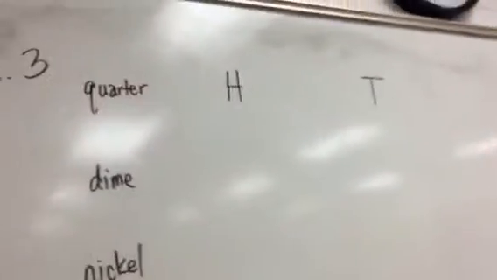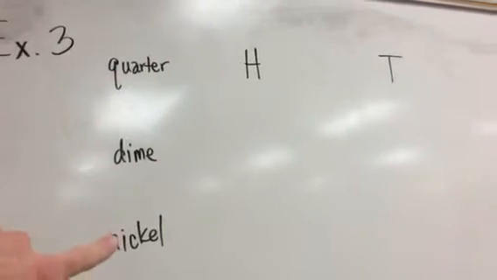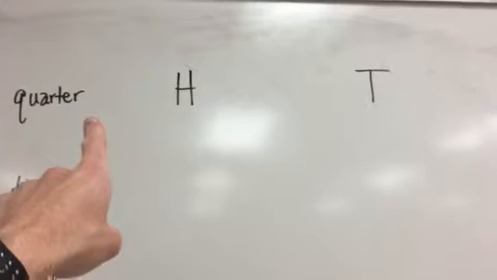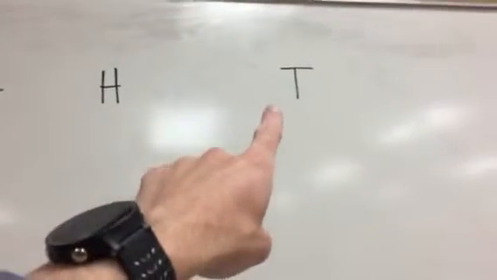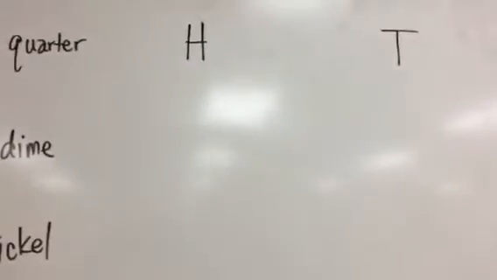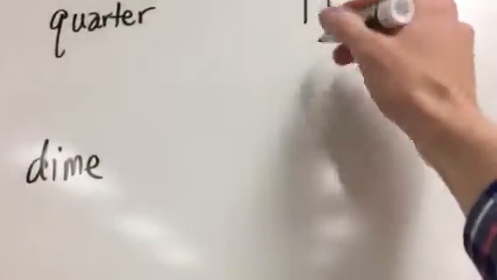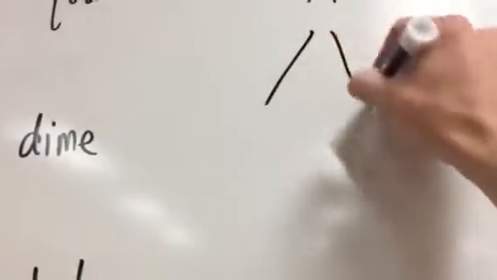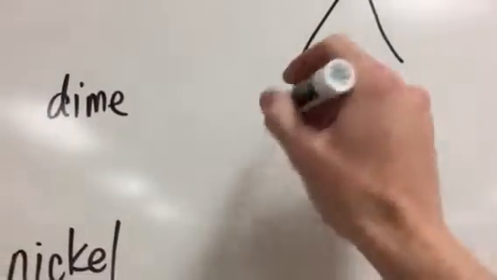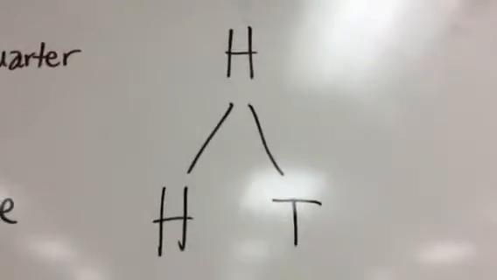So go ahead and set up your example this way with quarter, dime, and nickel. And then we're going to consider the case where if we flip the quarter, we can have heads or tails. And I think we all know that from experience. So let's start with the scenario where we flip heads first. If we flip heads on the quarter, what are the 2 possibilities we could have on the dime? Well, hopefully you know that would be heads or tails.